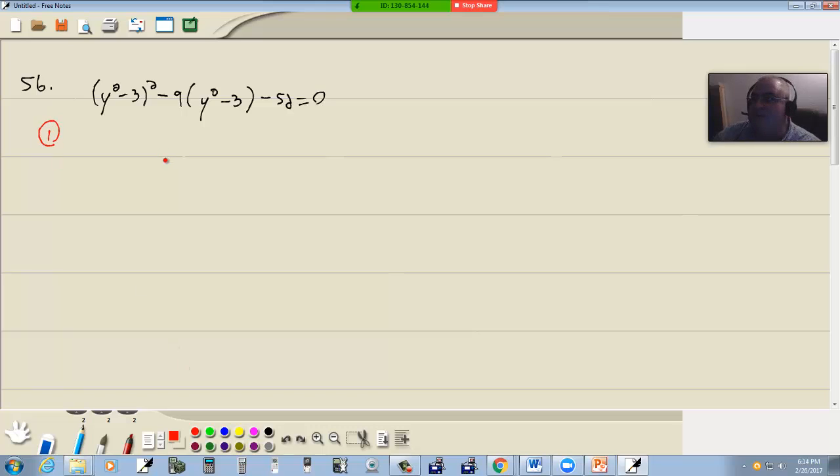You can use the U-substitution if you can take the middle part, excluding the number in front, square it, and it gives you the first part. Step 1, let the middle part be equal to u, never including a number in front, and the first part be equal to u squared. So this gets rewritten as u squared minus 9u minus 52 equals 0.